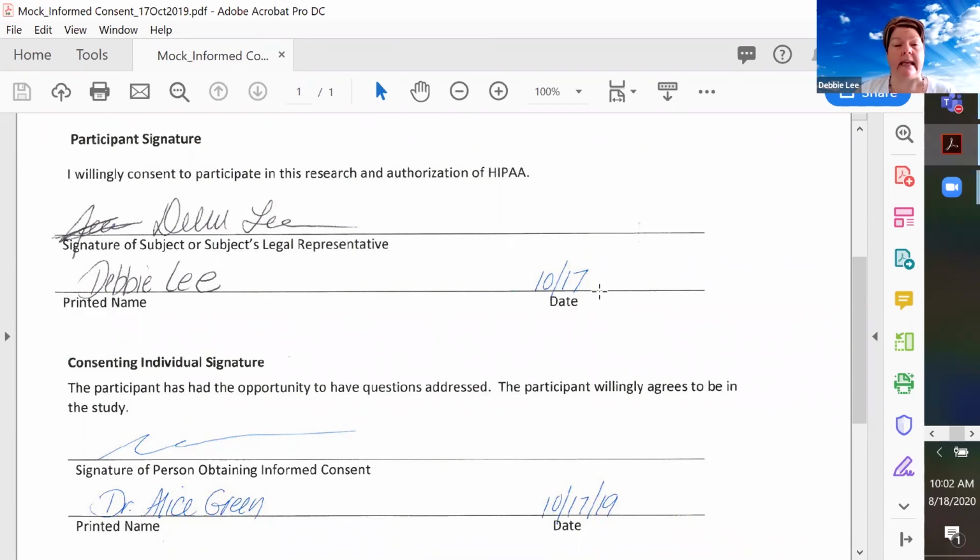The other thing that could be questionable here is that we see that the patient signed in black ink, but Dr. Green signed in blue ink. So an auditor, either internal or external, might question this, and I've actually sat through an audit where this was questioned. They're now questioning, saying, well, these numbers look exactly the same. They're blue. Did Dr. Green put the date in before the patient or LAR signed? So once again, it's very important to make sure that you're following those regulations when you're doing the informed consent process.